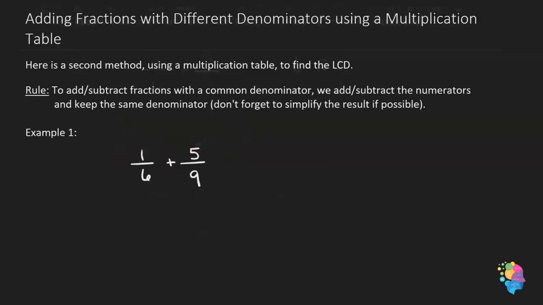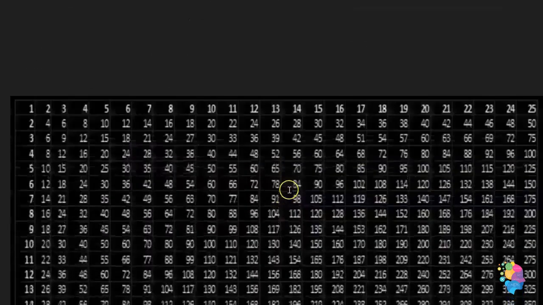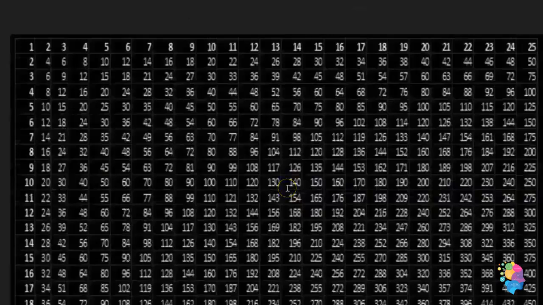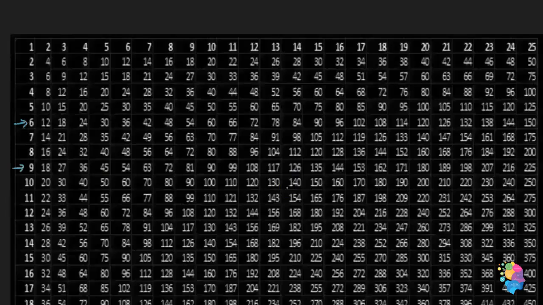Let's try a second method using a multiplication table to help us find the LCD. Notice that we're going to do the same example 1 just to show that this second method gives us the same result as the first. So we're going to notice that the denominators for both of these fractions are 6 and 9. So we're going to go to a multiplication table and we're going to mark the line for the 6 and the 9. Here is 6 and here is 9.